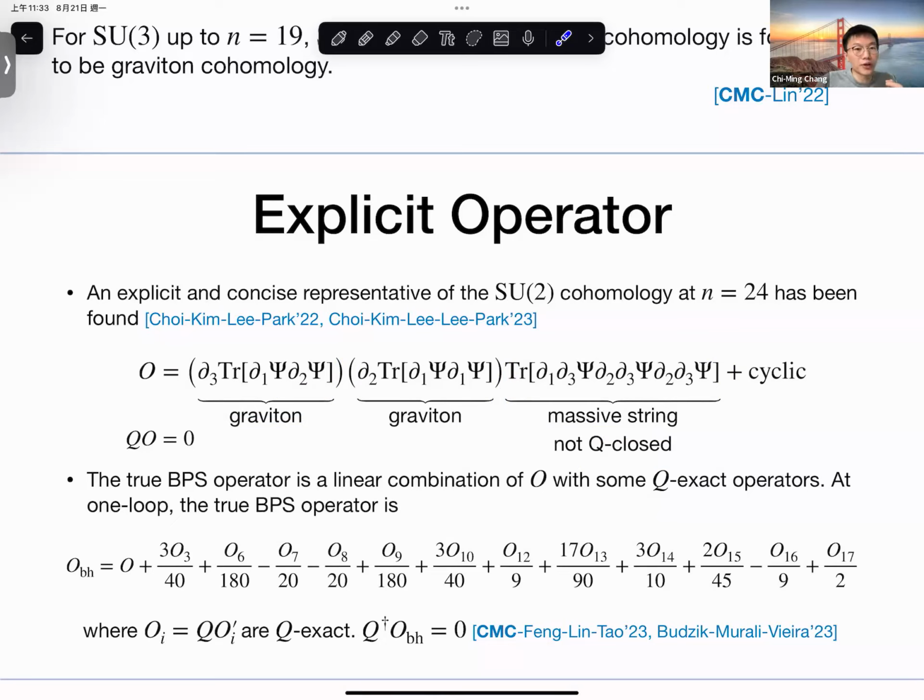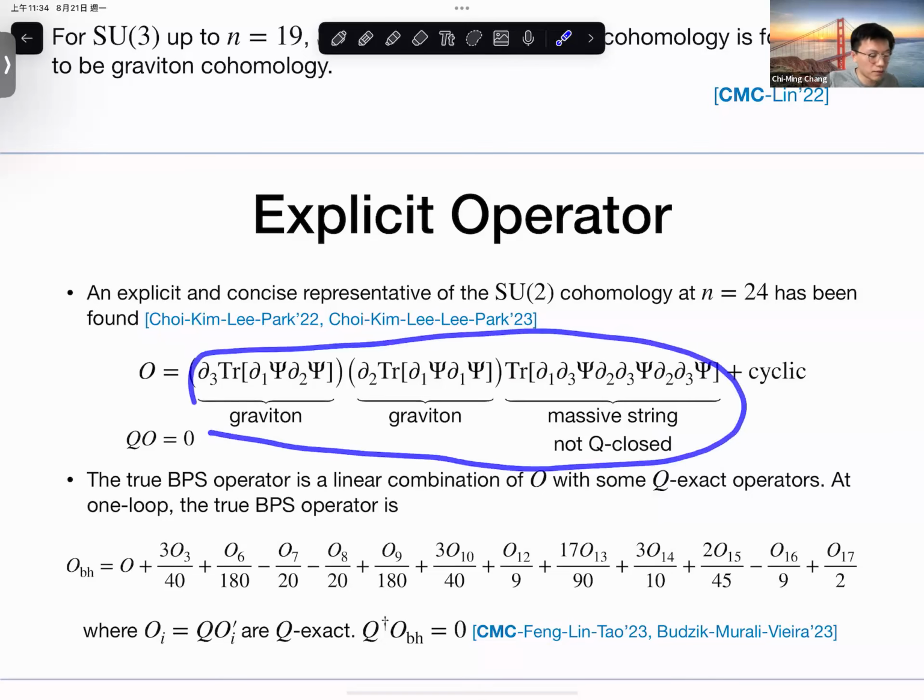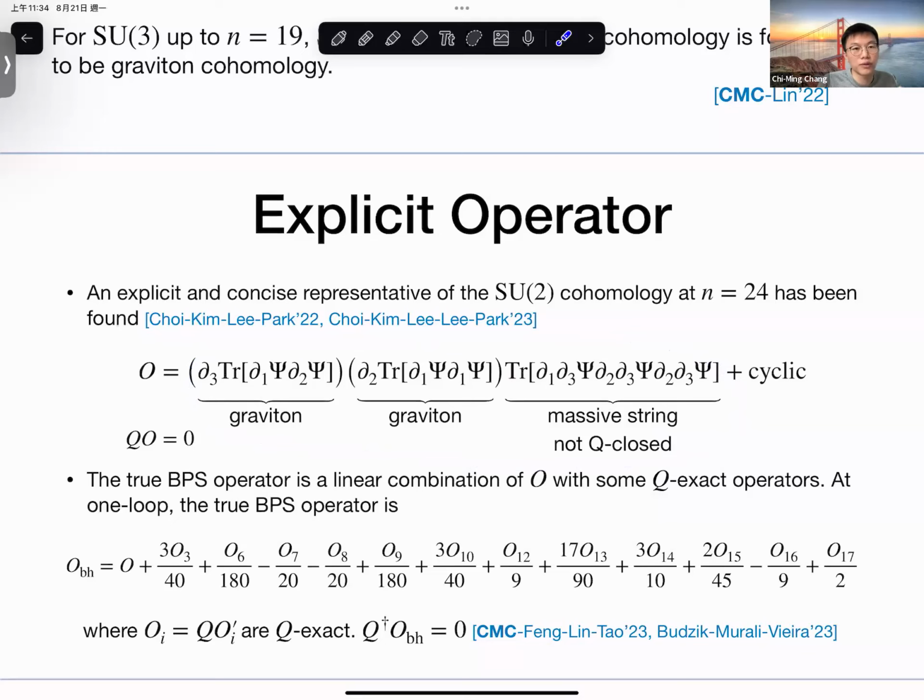Of course, as we argue, the cohomology will be independent of G_YM. So at weak coupling, you can interpret this as some bound states of two gravitons and one string, but at strong coupling, you can interpret that as black holes.